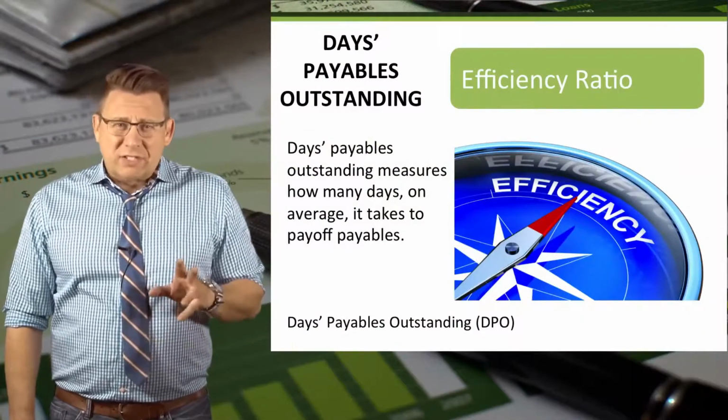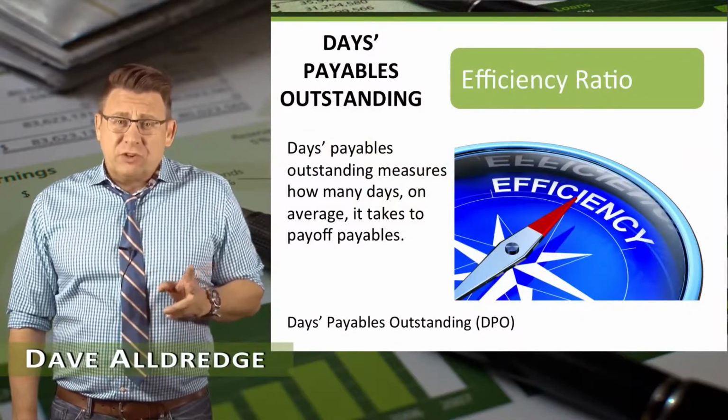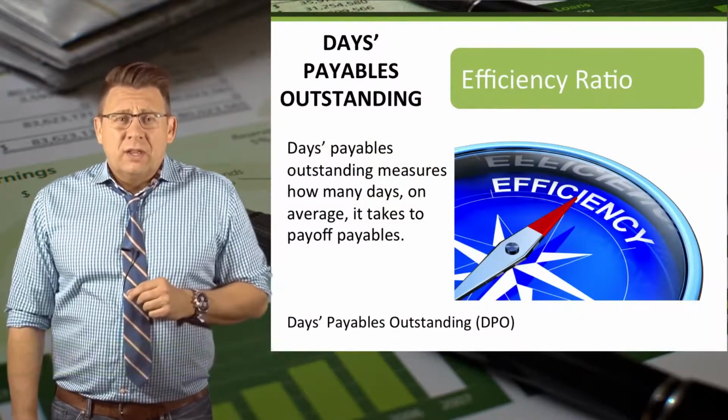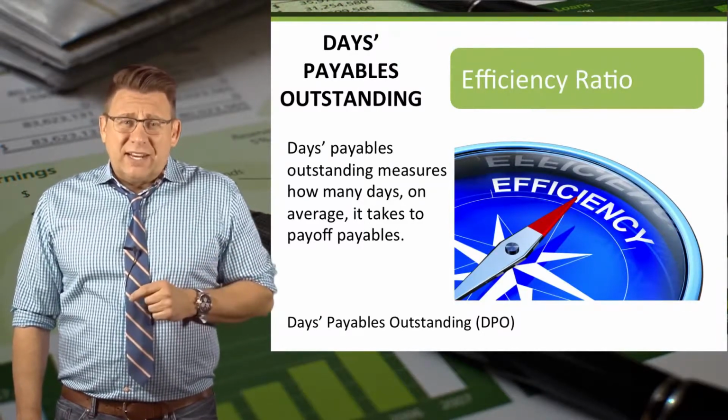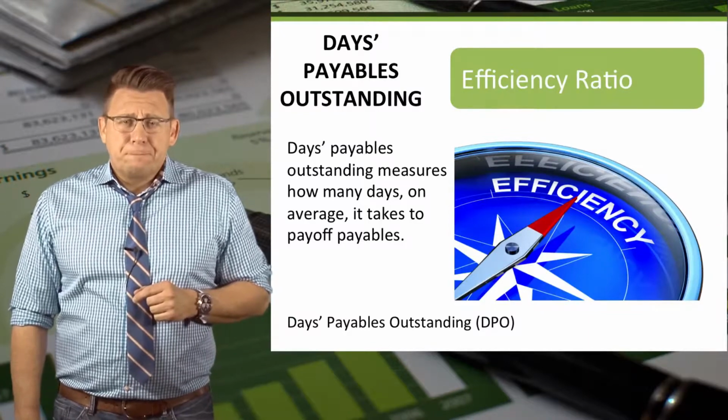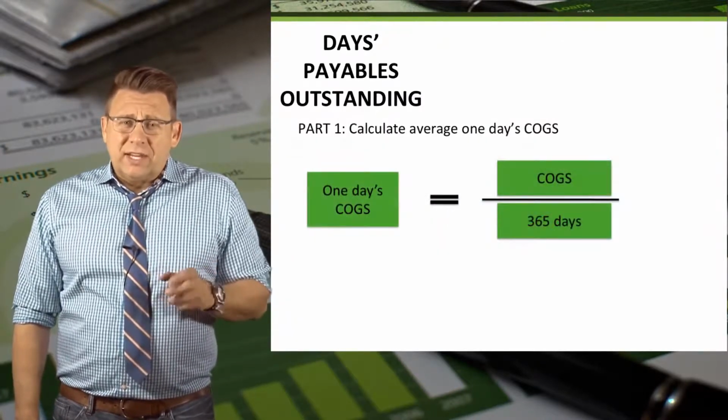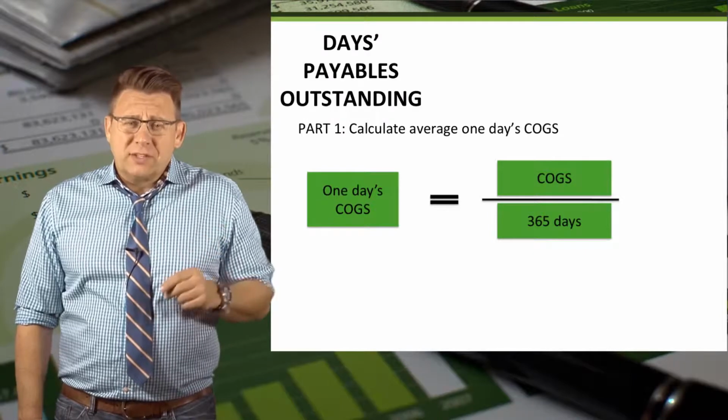Days payables outstanding measures how many days on average it takes to pay off accounts payable. It's sometimes called the DPO. Days payable outstanding is a measure of efficiency. The formula to calculate days payable outstanding has two parts.